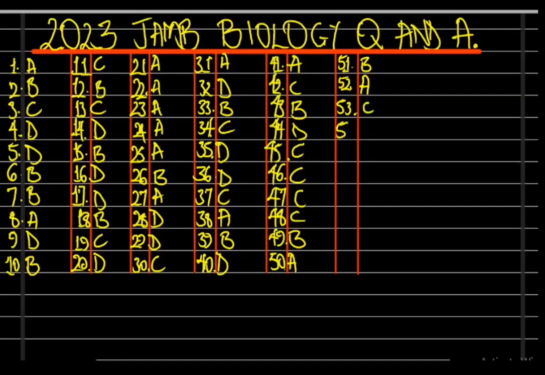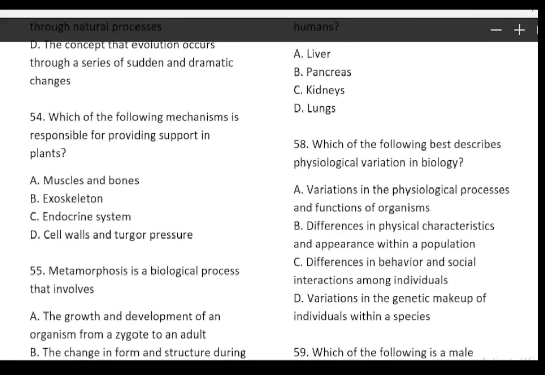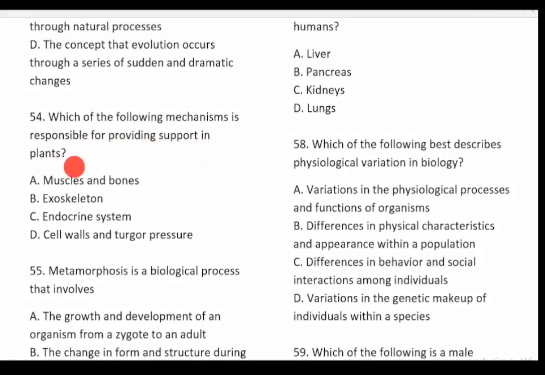Option C. And then question 54 says, which of the following mechanisms is responsible for providing support in plants? A. Muscles and bones. B. Exoskeleton. C. Endocrine system. And D. Cell walls and sugar pressure.